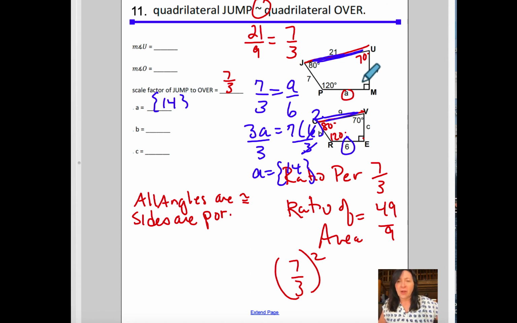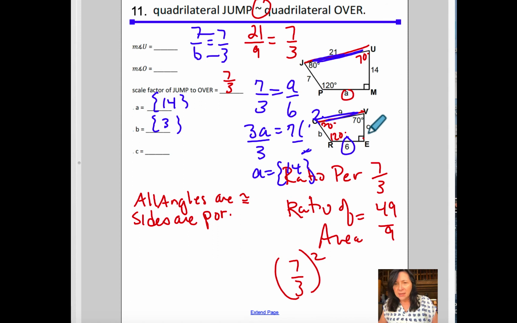Okay, so now let's find B. Let me erase this a little bit so I can see B. B is right there. So we're going to say 7 is to B as scale factor. 7 is to 3, so B has to be 3. Cross 3, right? 7 times 3 is 21. So these are equal. B is 3. Solution set 3.